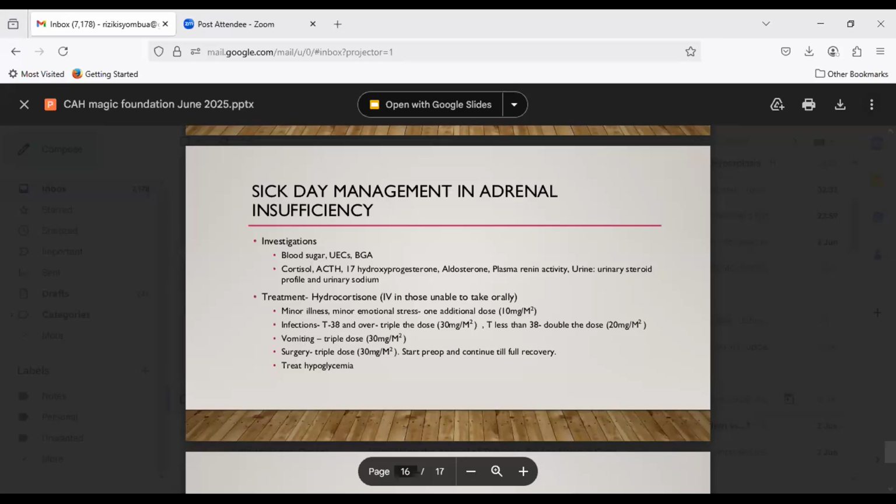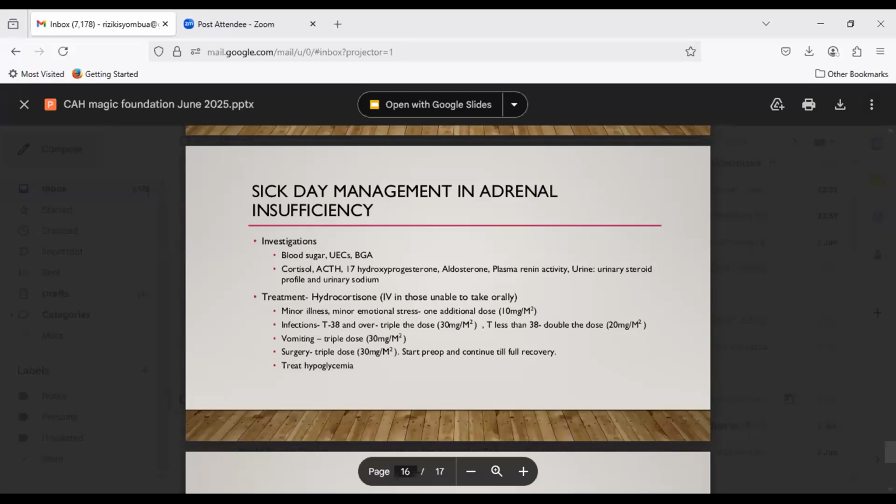In terms of treatment, if they are in a crisis or sick and cannot take oral hydrocortisone, then you use injectable hydrocortisone. As I said, injectable hydrocortisone is far more widely available than the tablets. If they are already known to have adrenal insufficiency, from CAH or others, for minor illnesses or minor emotional stress, you may increase the dose. If you're giving 3 doses a day, you may add 1. If they have infections with temperature, some say above 39, we say above 38, you give 3 times the dose you normally give. If less than that, you give twice the dose you normally give.